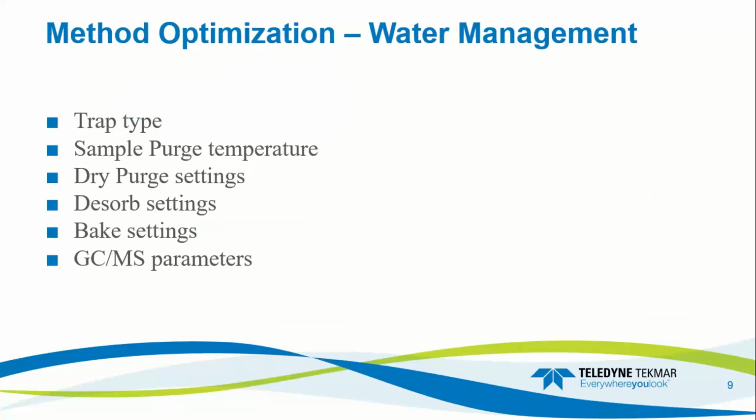Through Tekmar's moisture control system and application work, Tekmar has focused a large amount of effort on improvements to our moisture control by creating an improved moisture control fitting on the Atomx XYZ and Lumin. Here are some of the areas in which we can optimize water control in the purge and trap that we will cover today: trap selection, sample purge temperature, dry purge settings, desorb preheat and desorb, primarily the length of desorb time, and then finally our bake cleanup at the end of our sample, making sure we adequately remove any leftover water so that we don't accumulate water in our system and cause water peak issues in our chromatogram. And then finally, there are some parameters in the GCMS that can be optimized for water control as well.